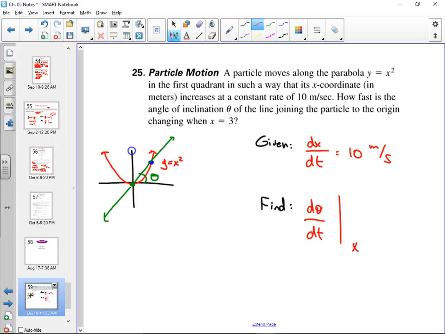When x equals 2. So I would just use tangent, right? Because that would relate y with x.